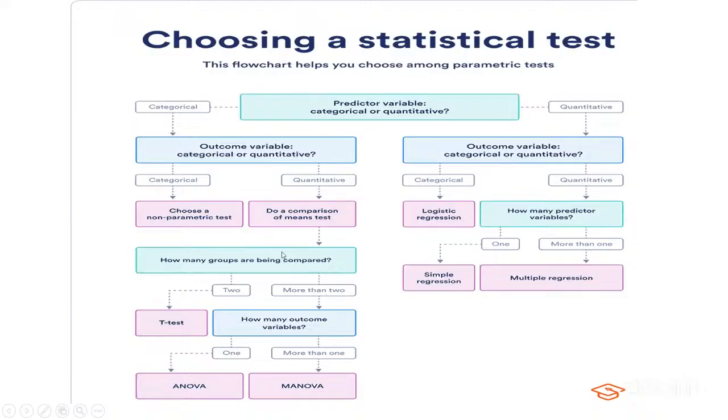Suppose the groups are two, then we can perform the t-test. And if there are more than two groups, we identify how many variables there are. If there is one variable, we will perform ANOVA. And if there are multiple variables, we will perform MANOVA.